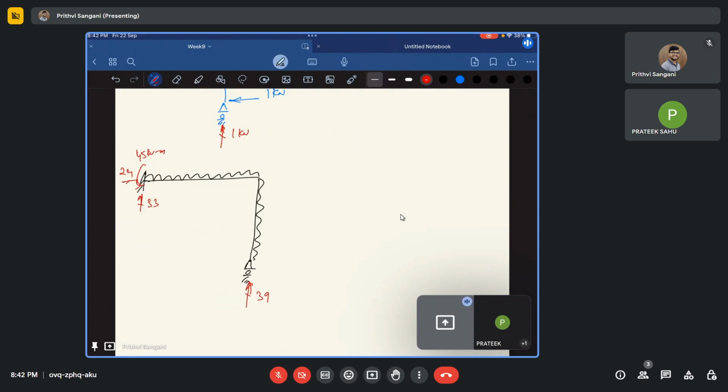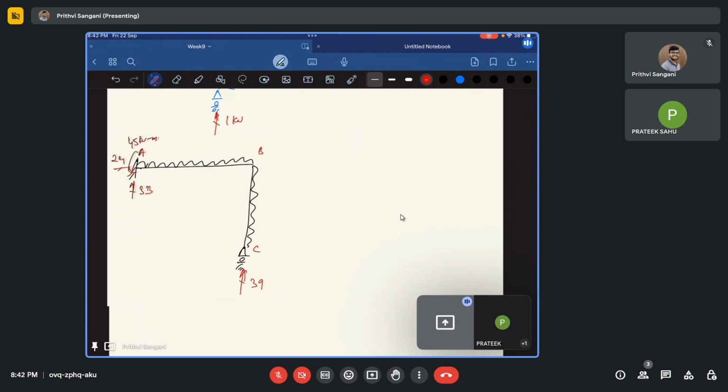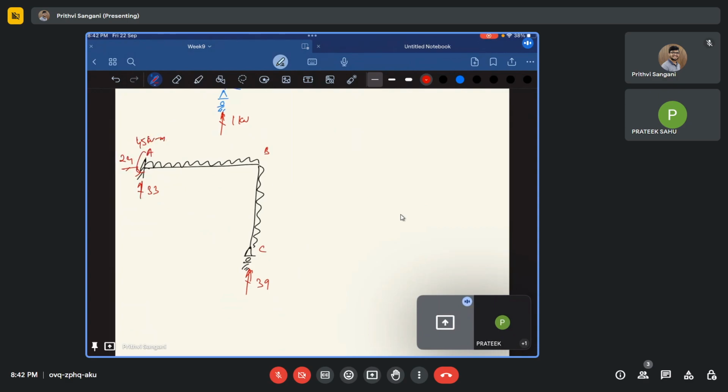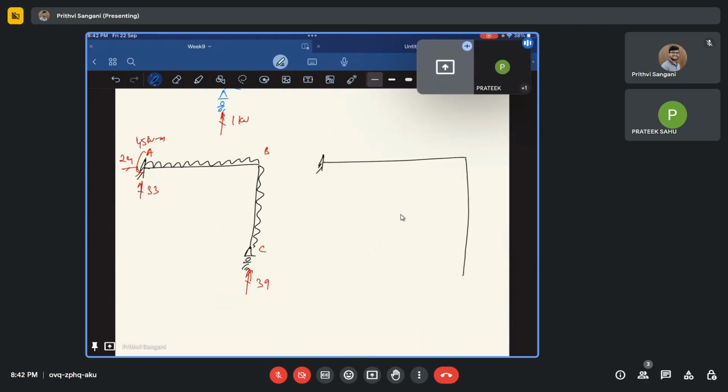So the question is to find the horizontal displacement at joint C. For this, what we have done is we have taken the same beam and applied a unit horizontal force at joint C, 1 kilonewton.